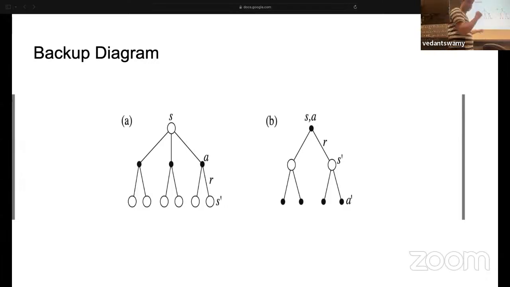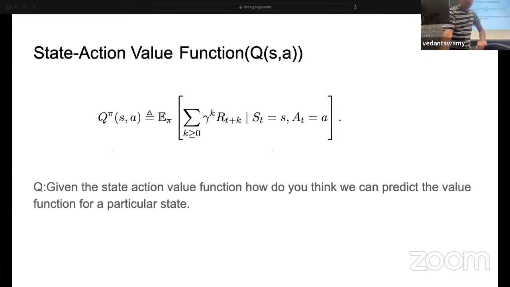So these are the backup diagrams. Like I said, there's the state action value. This is also pretty intuitive. This is just the value for one particular action that the agent is taking. I'm pretty sure this looks really similar to the value function, which was V pi of S. So given the state action value, how do you think we can predict the value function for a particular state?